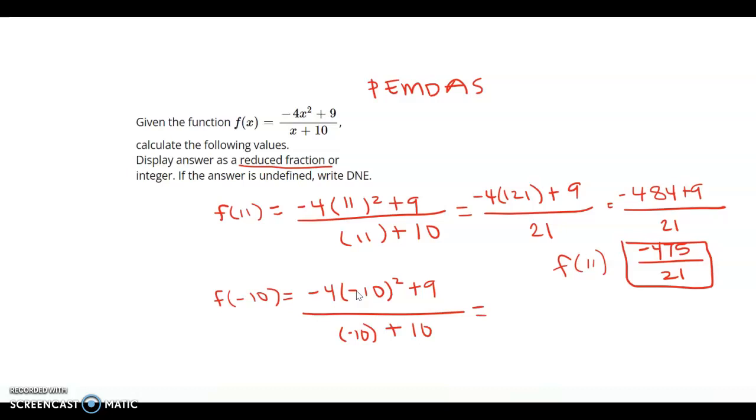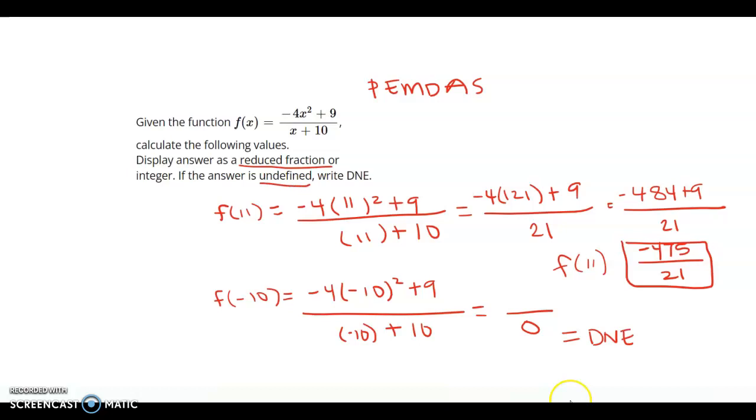So -10 plus 10 is going to give me 0 in the denominator. Can I have 0 in the denominator? I cannot. There's a saying, it's all fun and games until someone divides by 0. We cannot divide by 0. And so right there we can see we don't even have to continue. This one is going to be a DNE. It does not exist. It's undefined.